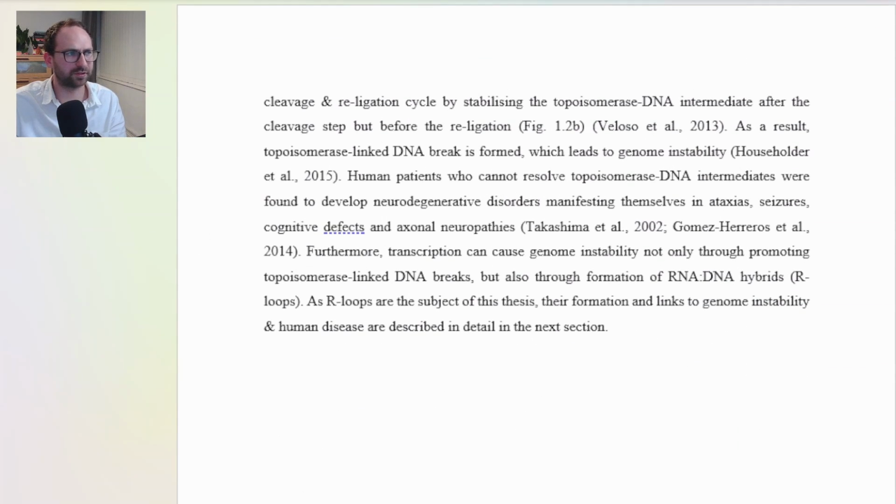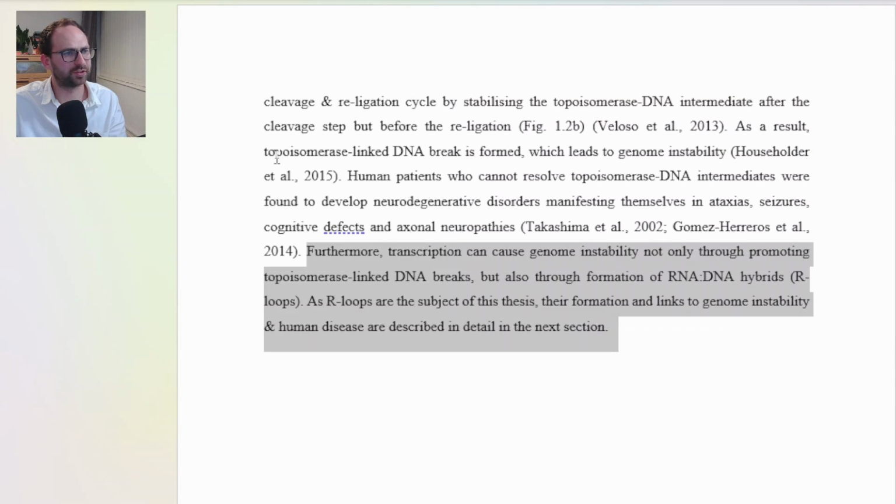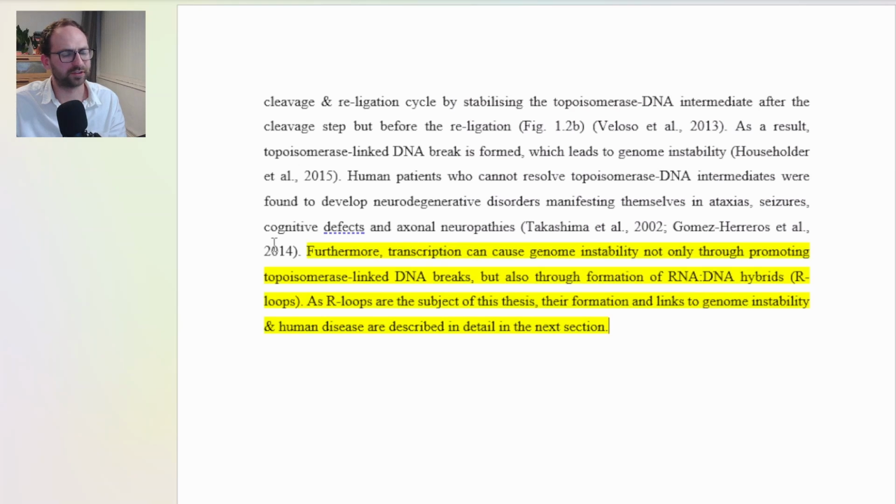And then look, the last two sentences here, I'm going to highlight them, is what is absolutely key. So furthermore, transcription can cause genome instability, not only through promoting topoisomerase-linked DNA breaks, but also through formation of RNA-DNA hybrids or R loops. R loops is what I care about, and this is how I bring them into the light. As R loops are the subject of this thesis, this is what I highlight here, where formation and links to genome instability and human disease are described in detail in the next section.